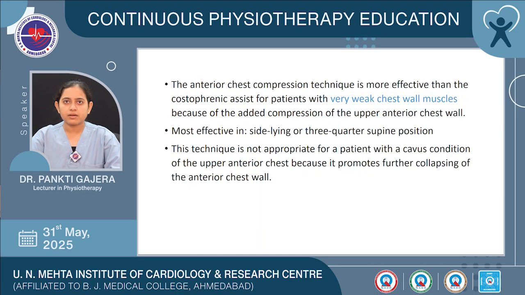The anterior chest compression technique is more effective than the costophrenic assist for patients with very weak chest wall muscles who cannot cough properly, because of the added compression of the anterior chest wall. It is most effective in side lying or 3/4 supine position. This technique is not appropriate for a patient with a cavus condition of the upper anterior chest because it promotes further collapsing of the anterior chest wall.